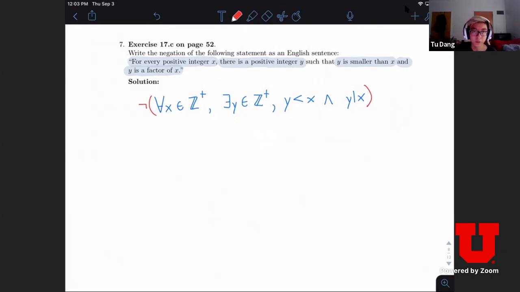So you can write down y is a factor of x in that way? Yeah, you could do it for this problem. The main goal here is just to understand what the English sentence is saying so that it's a little bit easier to negate it. But since you're translating it to English later, you don't need to write any specific symbol for y is a factor of x, or y is not a factor of x.